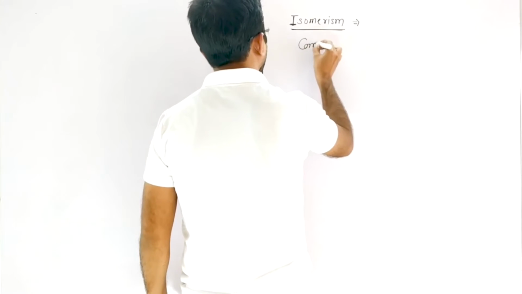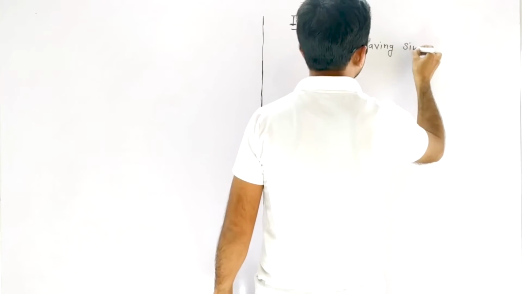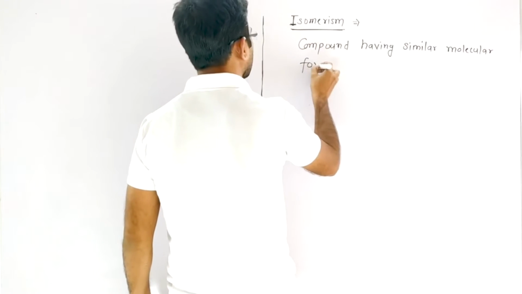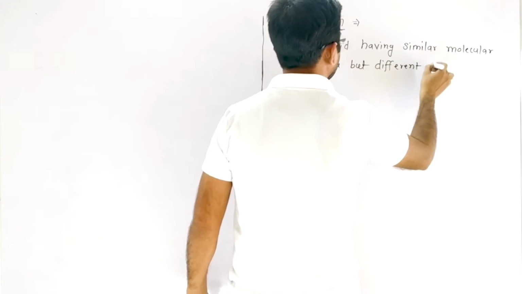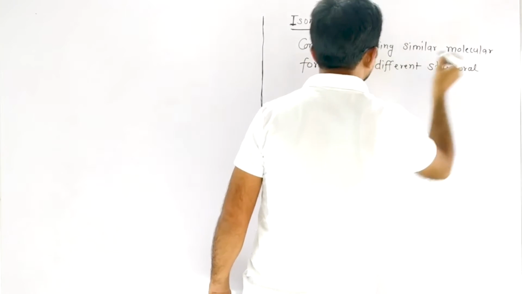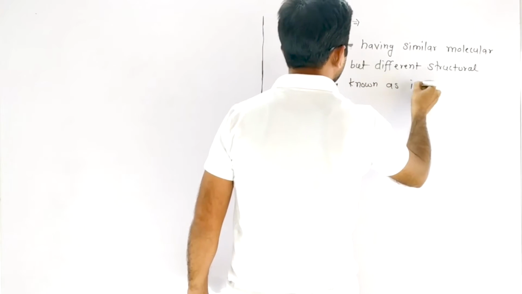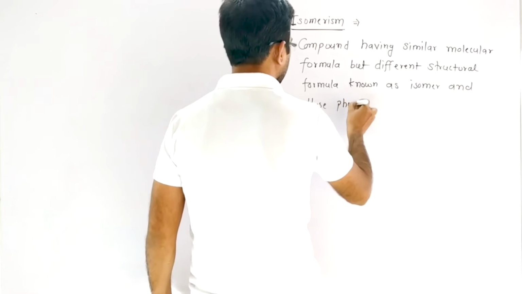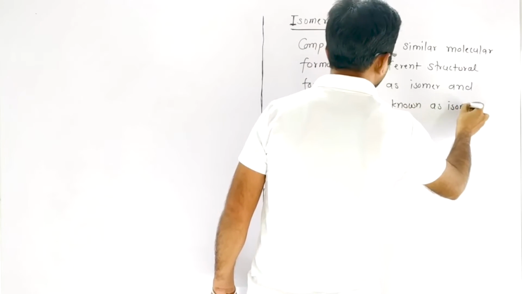So first we define isomerism. The definition is: compounds having similar molecular formula but different structural formula are known as isomers, and this phenomenon is known as isomerism.